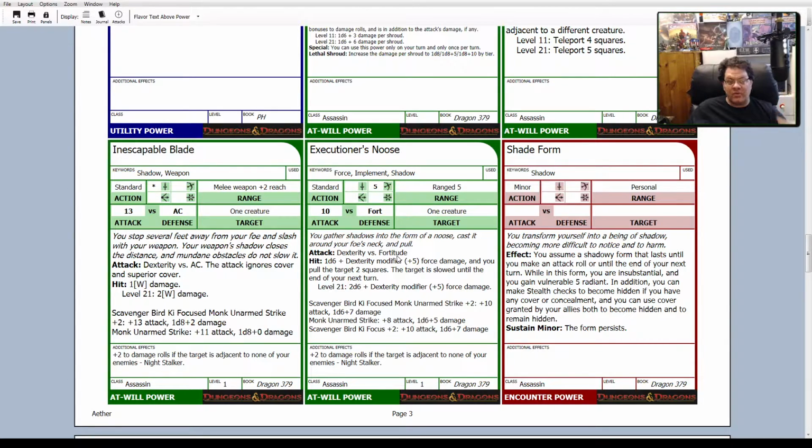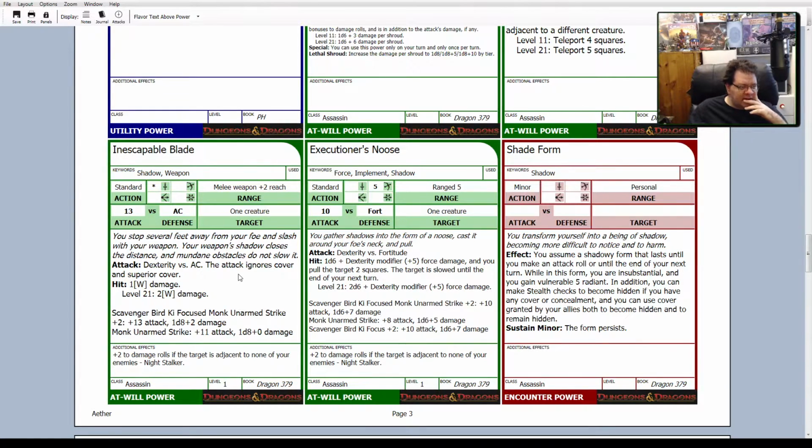Executioner's Noose was my ranged attack. It had a range of about 5, and what would happen is if you hit it, you could pull the target 2 squares closer to you. That's what pull meant, is it had to move towards you. And then the target would be slowed until the end of your next turn. So very much that was kind of a hybrid controller style move, where I could just kind of reach out and like, get over here, boom, and pull them. And again, as you can see, plus 10 to its attack and a d6 plus 7 damage.